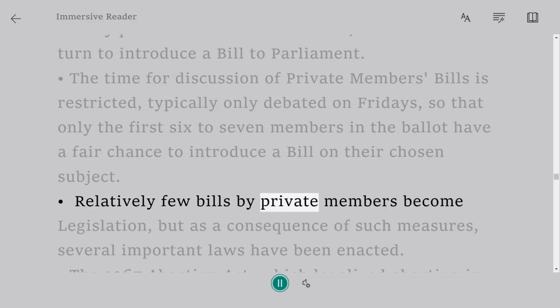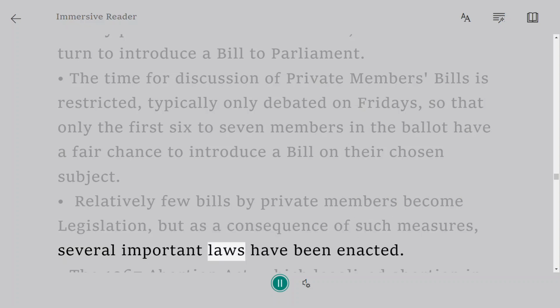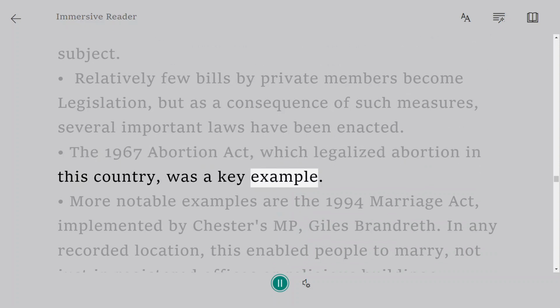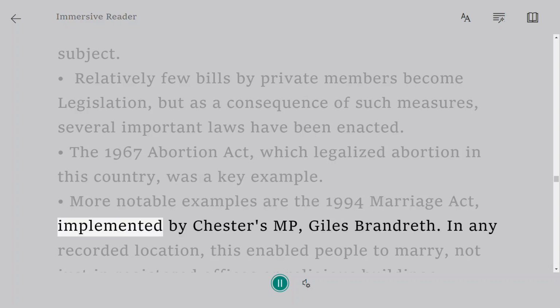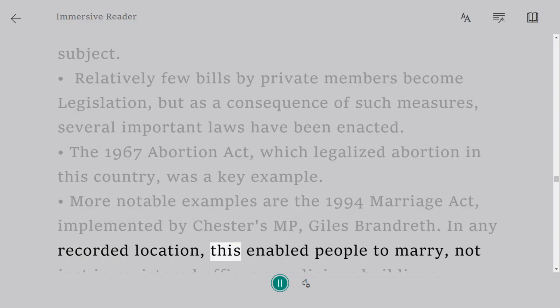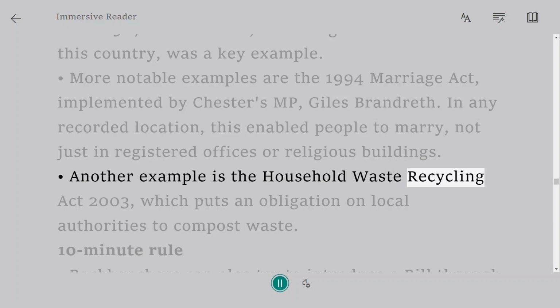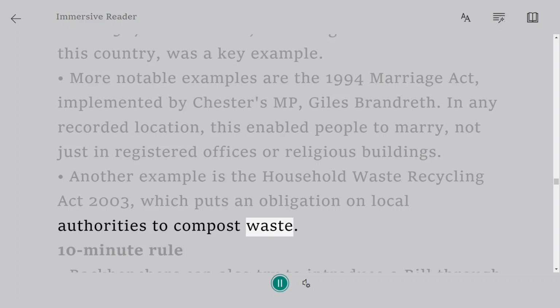Relatively few bills by private members become legislation, but as a consequence of such measures, several important laws have been enacted. The 1967 Abortion Act, which legalized abortion in this country, was a key example. More notable examples are the 1994 Marriage Act, implemented by Chester's MP, Giles Brandreth. In any approved location, this enabled people to marry, not just in registered offices or religious buildings. Another example is the Household Waste Recycling Act 2003, which puts an obligation on local authorities to compost waste.